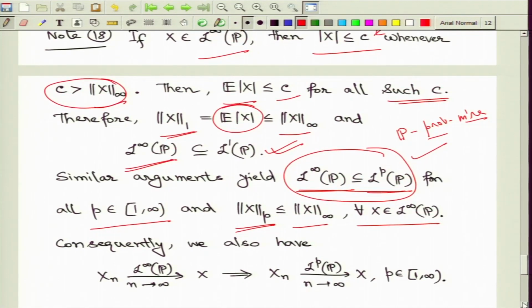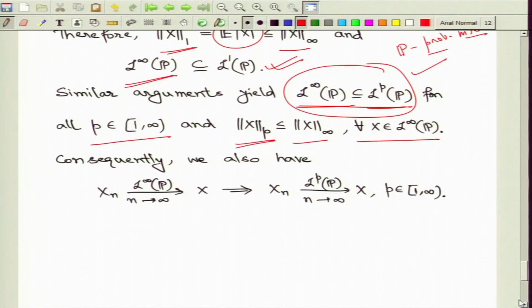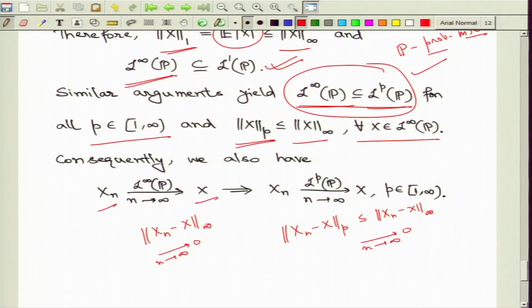Moreover, we can get further nice results from these inequalities. We observe that if x n converges to x in the L infinity norm, then the L infinity norm of these quantities goes to 0 as n goes to infinity. But as we have already shown that the LP norms are less than or equal to the L infinity norms, therefore, these quantities are again going to 0 as n goes to infinity. So, if a sequence of random variables converges to x in the L infinity norm, they also converge in the space LP.